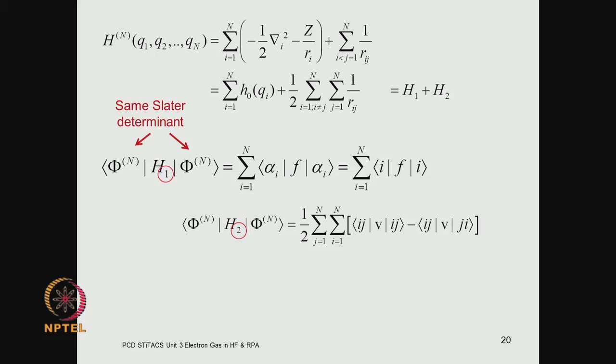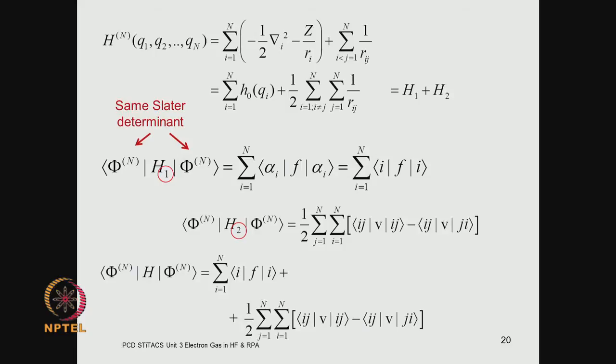So, that is the term that we are working with, and if you now combine the two terms, you now have the expectation value of the Hamiltonian, which will give you the corresponding energy in that particular Slater determinantal wave function, which is the sum of the 1 particle terms and the 2 particle terms.